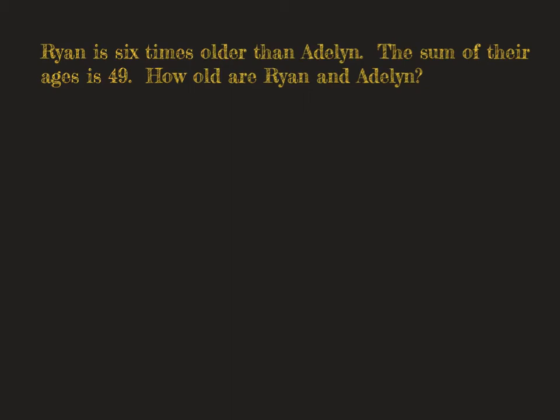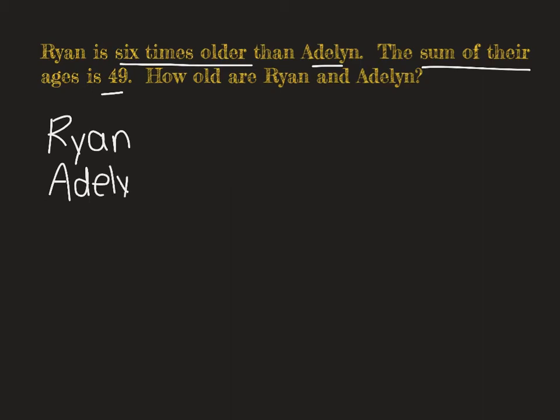Our next problem tells us that Ryan is 6 times older than Adeline, and the sum of their ages is 49. We're looking to find out how old Ryan and Adeline are. So we have two people here, Ryan and Adeline, and we need to know how old each of them is. I can see that Ryan is 6 times older than Adeline, but I don't know how old Adeline is, do I? We're going to call Adeline's age A.